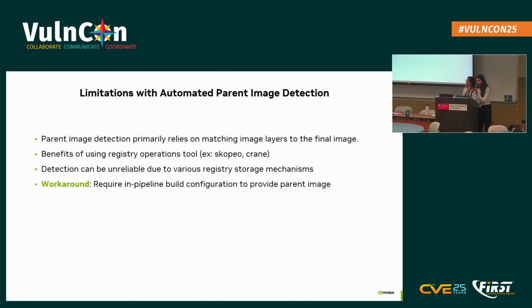Throughout this process, we have found some limitations with the automated parent image detection. The way the automated parent image detection works is that it uses the image layers between the parent image and the final image, and it tries to match those layers. If all of the parent image layers are found in the final image, then that is how a parent image is determined.